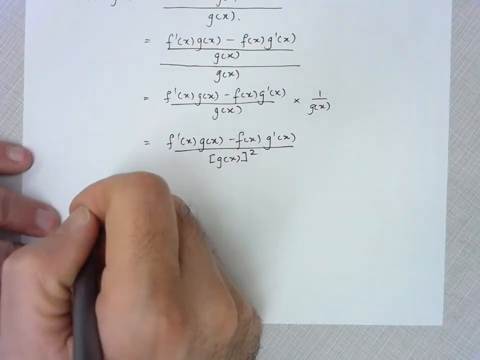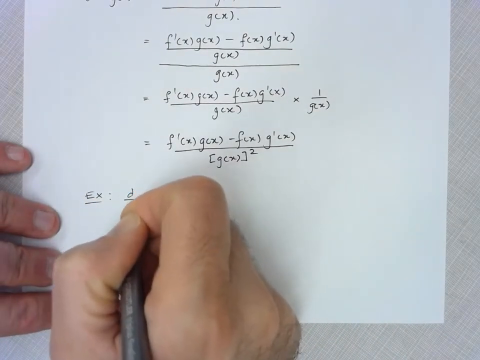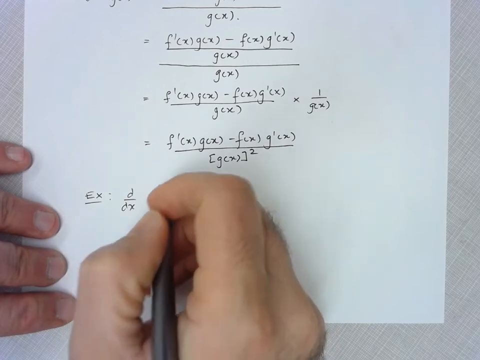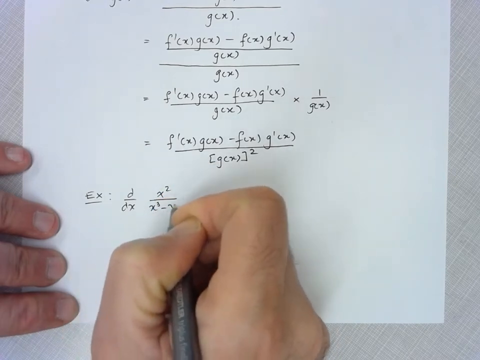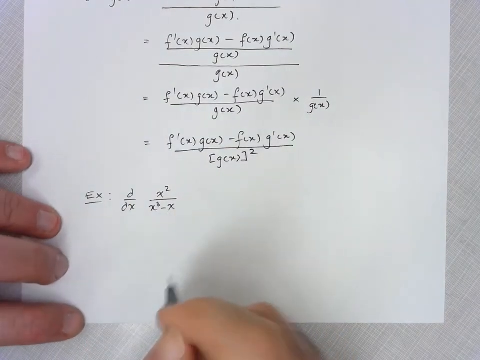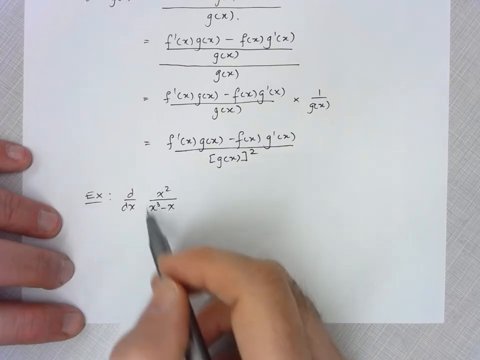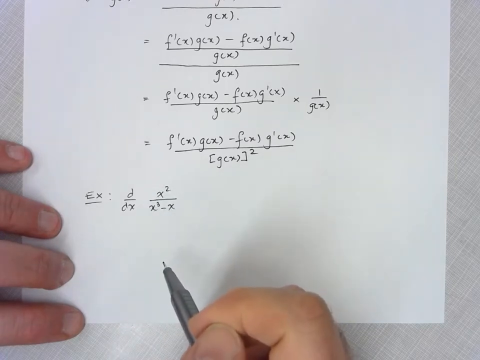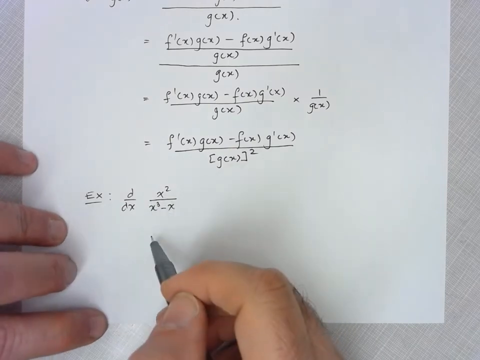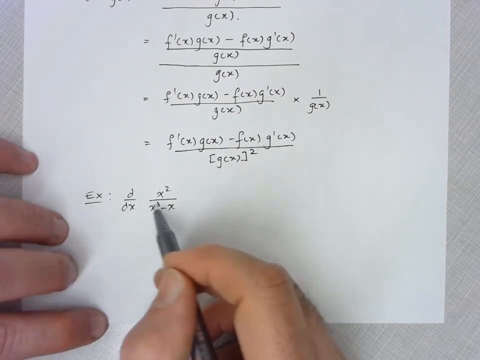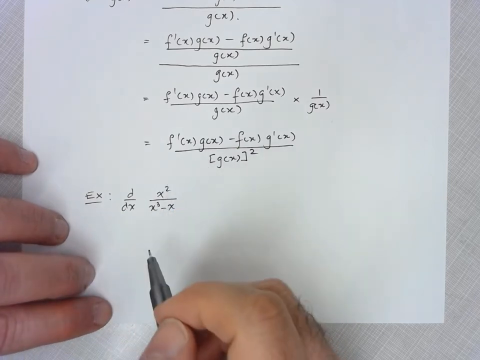So if we look at an example here, let's say I want to use this to determine the derivative of x squared over x cubed minus x. Now notice that this here is not easy to do via other methods because I can't split this up into two terms, because of this subtraction in the denominator. So in this case, I kind of have to use something like the quotient rule.